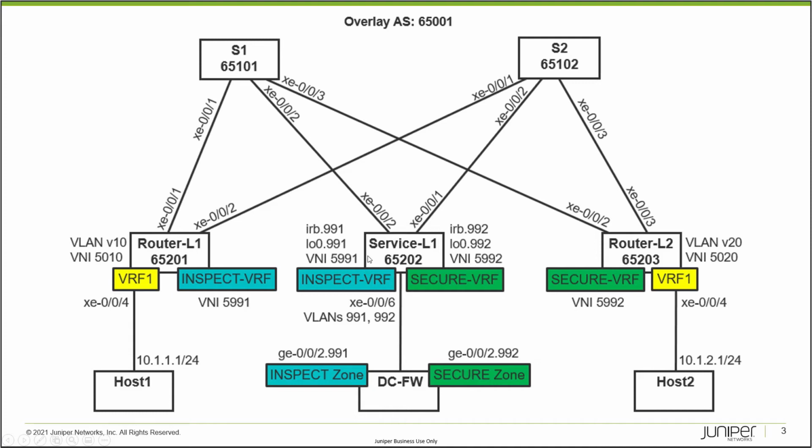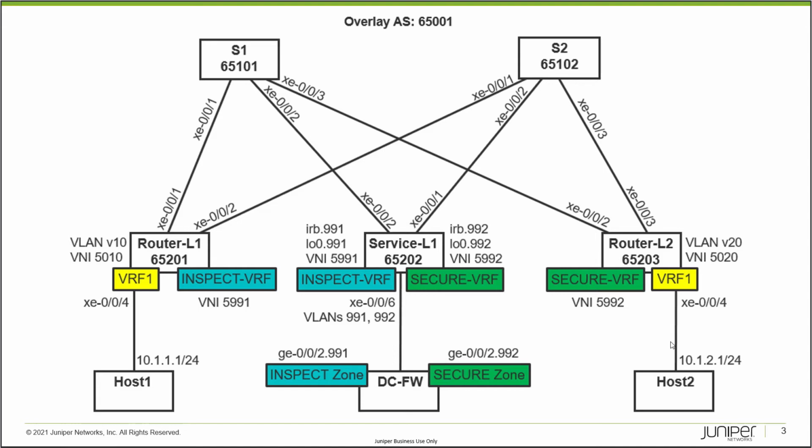And same thing over here, VNI 5991, VNI 5991 with the inspect VRFs. So that's important. Those need to match. And also the route targets need to match for the inspect VRFs, as well as a different route target needs to match for the secure VRFs. And so here with router L2, that leaf router, we are going to be configuring the secure VRF.